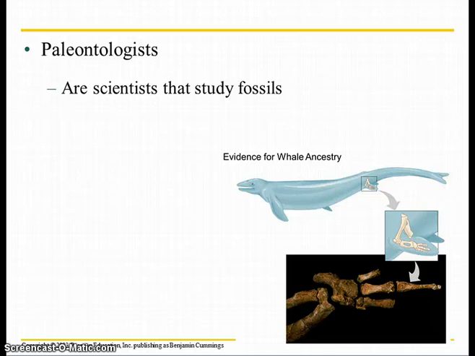Paleontologists are those scientists that study fossils. So they look at the layers and what they have inside them. So they can see those transitional species, like whales with hind limbs, for example. Another would be a fish with legs.